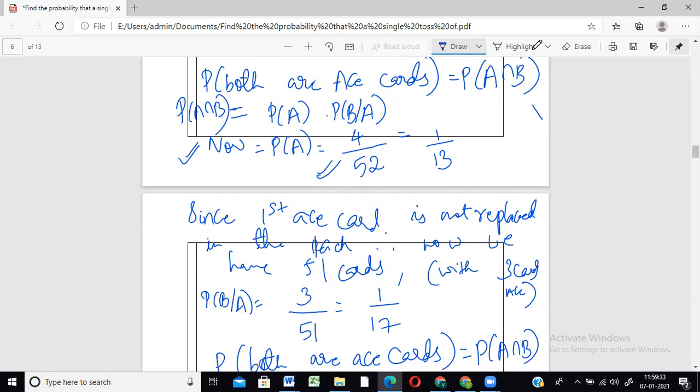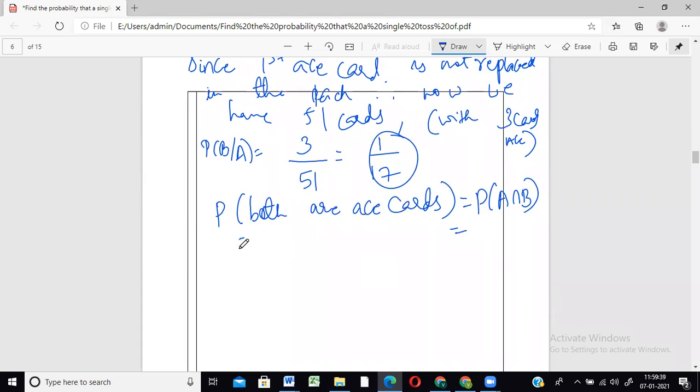So the answer will be 1 by 13 into 1 by 17. So you're just going to multiply. So that will be 1 by 13 into 1 by 17, and the final answer is 1 by 221. So that's how the final answer goes. So this is an example of the multiplication theorem.